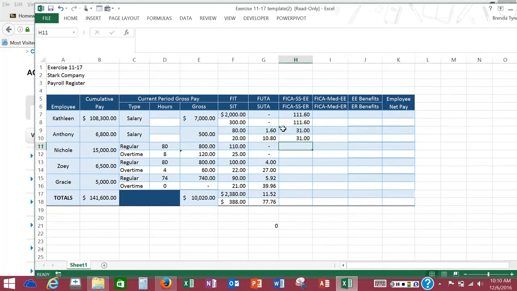Now on Nicole and Zoe, notice that we have the regular pay and the overtime pay, so we need to add those two numbers together before we multiply.